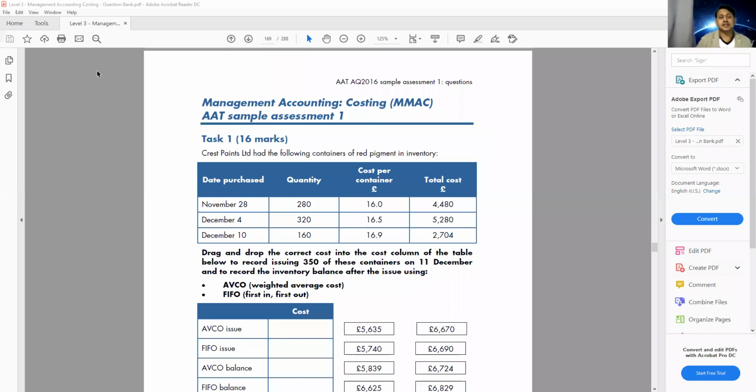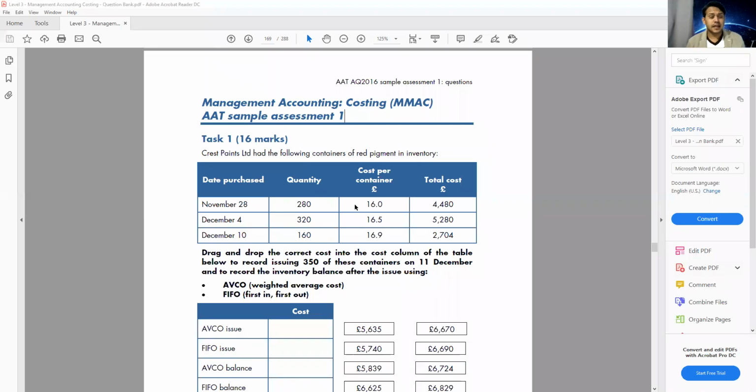So I'm going to take a question from the question bank. I'm sure I have sent this question bank or practice question to all of you, but if you didn't receive it yet from me, you can email me. I can resend it to you if you didn't receive it. But today we are going to practice this assessment, that is sample assessment one from the question bank.